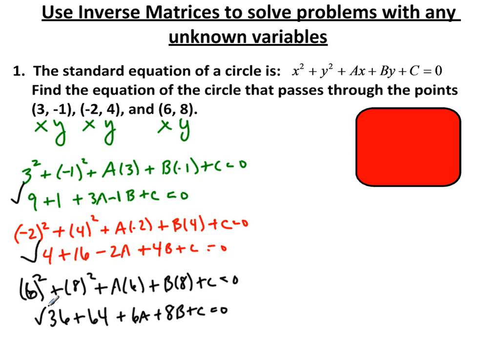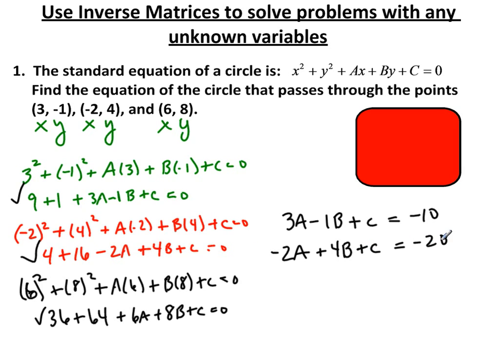But again, remember, we always want everything lined up. In this case, a's, then b's, then c's, then numbers. So if I take the first equation, I'm going to get 3a minus 1b plus c equals, and this is 10, so if I move it to the other side, negative 10. The second one's going to be negative 2a plus 4b plus c. And if I add 4 and 16, I get 20. Move it to the other side, it becomes negative 20. And the last one is 6a plus 8b plus c equals, 36 and 64 is 100, and I move it over, I get negative 100.